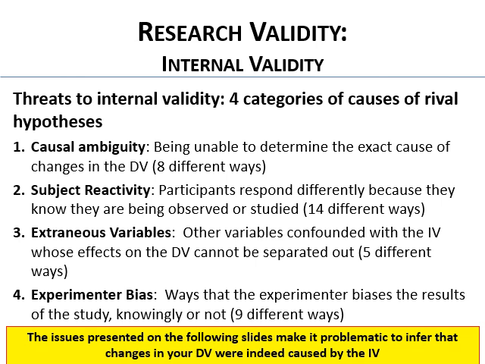So overall, all these things cause problems with inferring that changes that you see in your dependent variable are due to your independent variable and only your independent variable. So the goal, again, of internal validity is to ensure that if you get to the end of your study and you see differences between your groups or some sort of effect, you are confident in concluding that those differences or that relationship is due to your independent variable, not other factors.